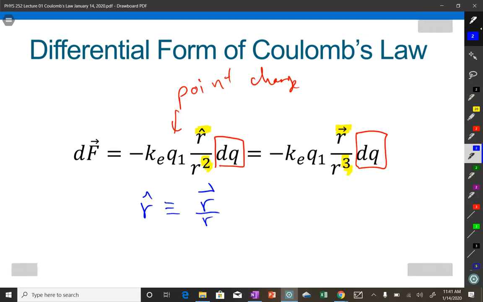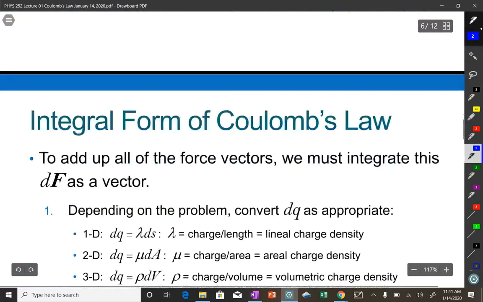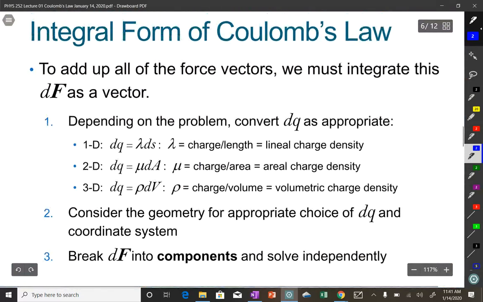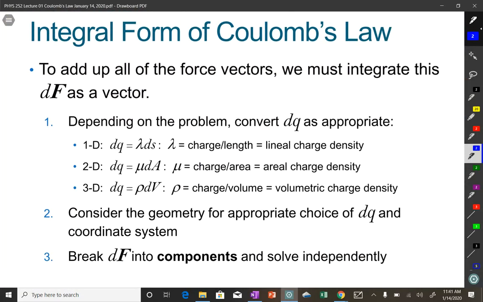So let's get into using this. If you're going to use this, your process is first, you have to look at your geometry. If you have charge spread out over a line, then you're going to have dq equal to a linear charge density, which I have up there as lambda, times dl, where dl is your distance along the line. I put up there ds.